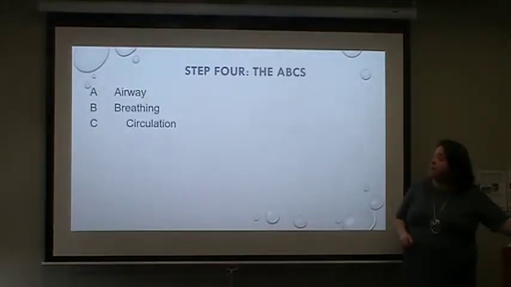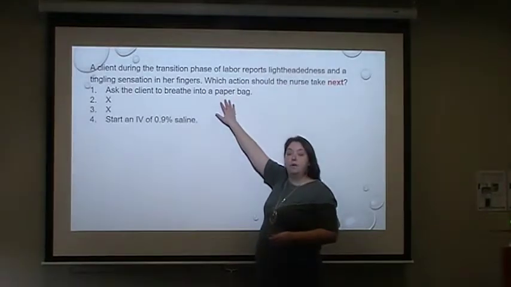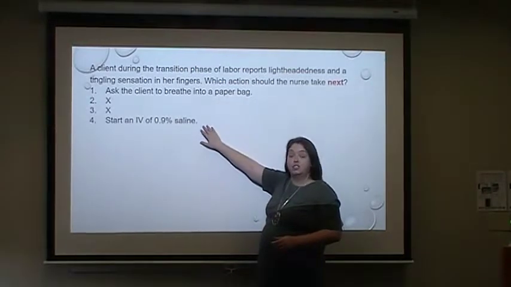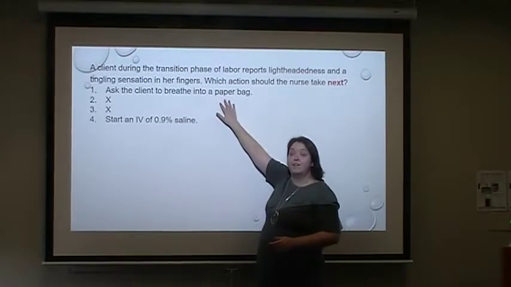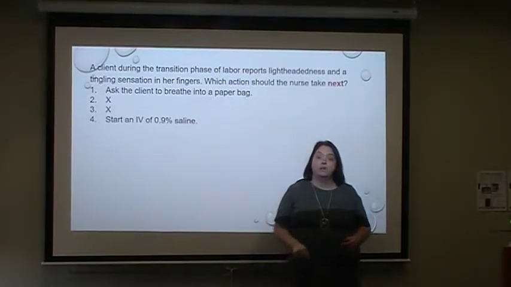So our ABCs are airway, breathing, and circulation, but if you remember, we're actually going to prioritize these as respiratory, circulatory, or other. So if I take a look at our question, breathing into a paper bag, that's a respiratory answer. Giving IV fluids, that's a circulatory answer. I've already validated my respiratory answer, so I know I can now eliminate my circulatory answer.